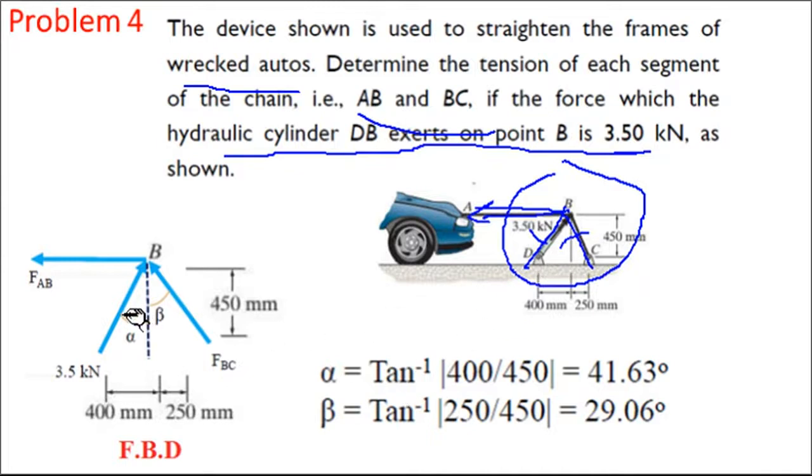Which angles? This alpha. This alpha will be equal to, this distance is 400 and this vertical is 450. So tan alpha equals 400 upon 450. You will get angle alpha as 41.63. Then another angle beta you calculate. So tan beta equals 250 upon 450. You will get that angle also.